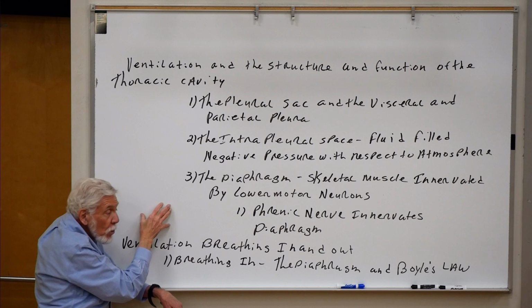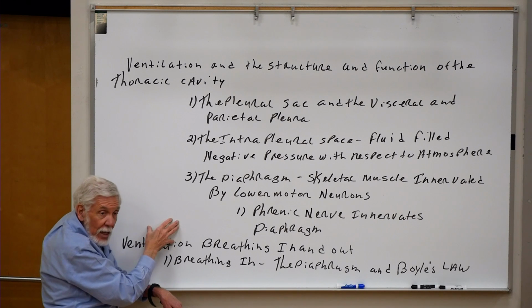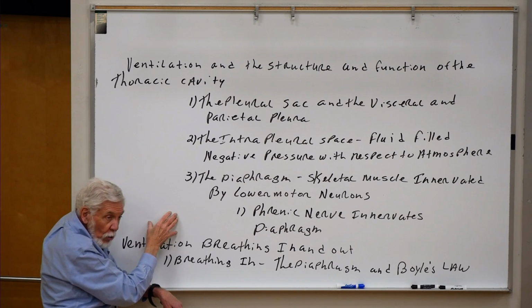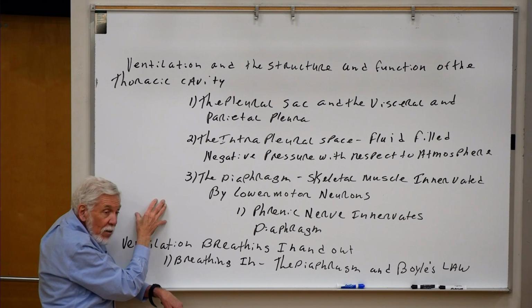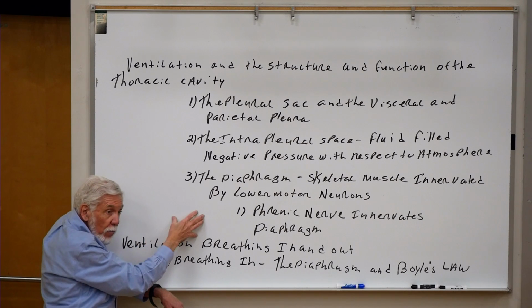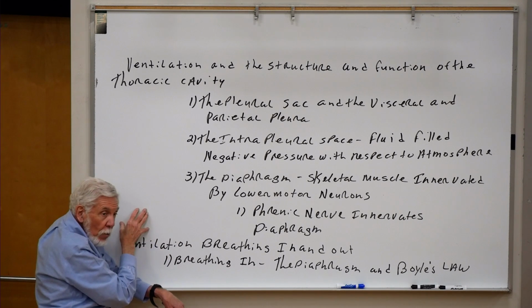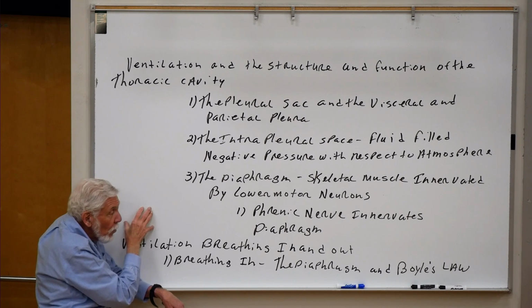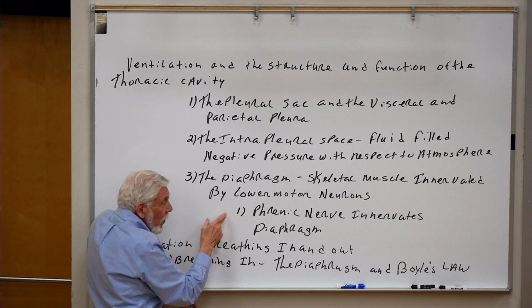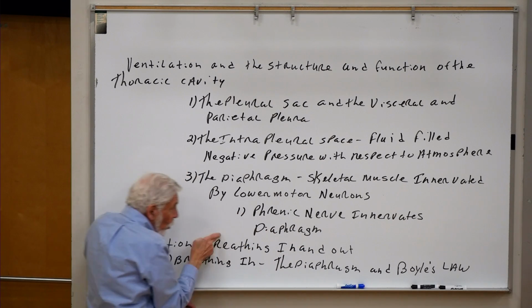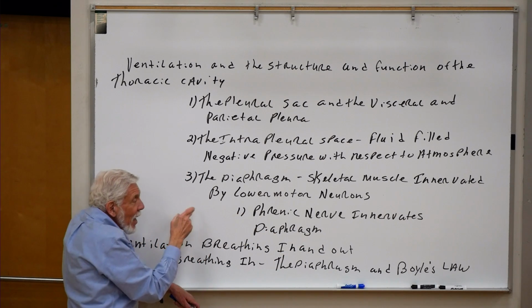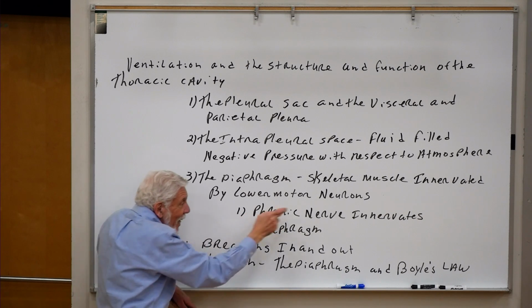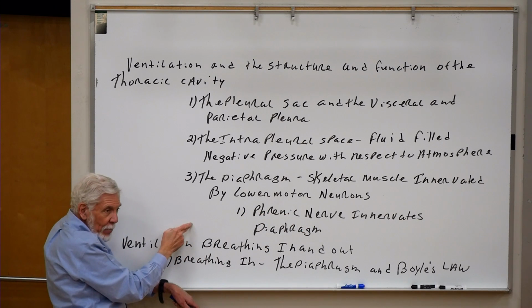Those lower motor neurons will send processes out into the periphery. They will form a structure known as the phrenic nerve. The right side of the spinal cord will generate one phrenic nerve, the left side will generate the other phrenic nerve. Because we're bilaterally symmetrical, the left and right phrenic nerves, respectively, innervate the left and right halves of the diaphragm.